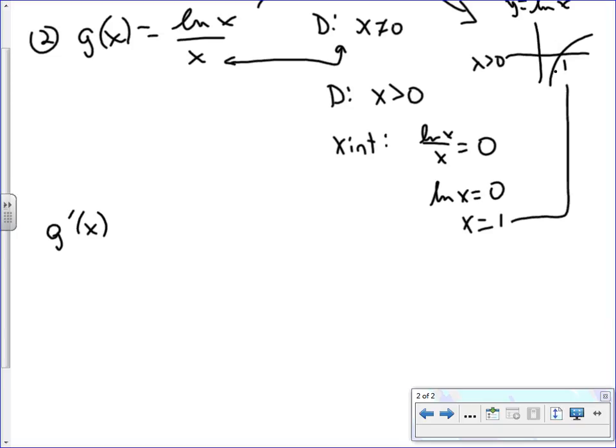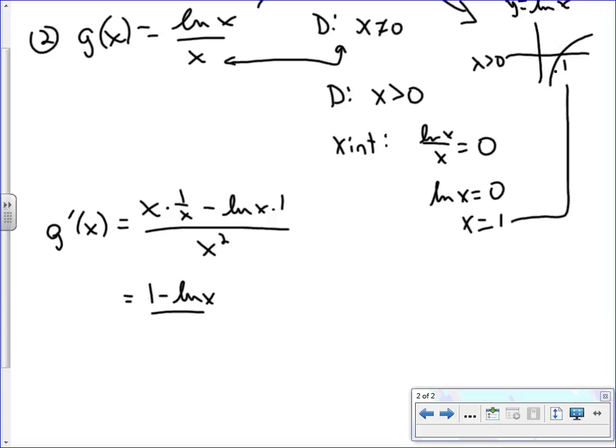What rule does that require us to use? Quotient rule, or you could change it into product rule if you wanted to. I don't think that's easier. I'll do quotient rule: bottom times derivative of the top minus the top times derivative of the bottom, over the bottom squared. As I said, sometimes the derivative is more complicated. Clean it up to something that's not quite so nasty to look at, and you get 1 minus the ln of x over x squared.